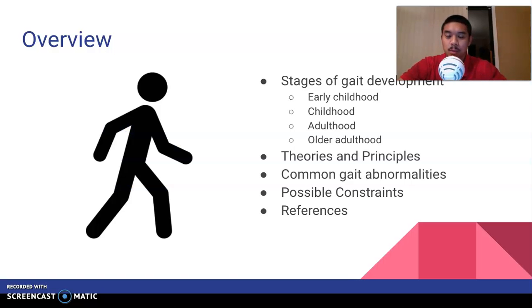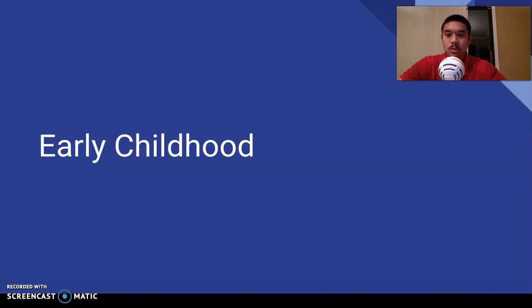So first we're going to go over a bit of an overview. You have the 4 stages of gait development: early childhood, childhood, adulthood, and then older adulthood. After we go through those stages, we have our theories and principles, our common gait abnormalities, possible constraints, and references. So first, starting with early childhood.